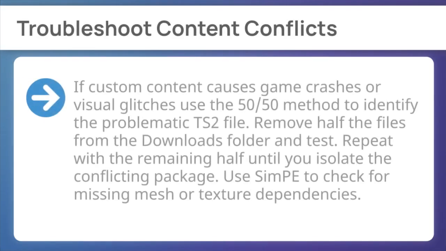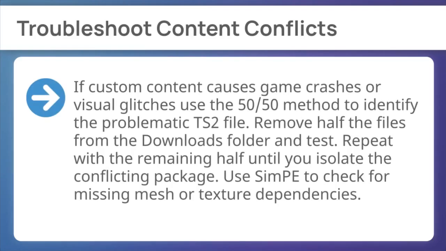Finally, troubleshoot content conflicts. If custom content causes game crashes or visual glitches, use the 50-50 method to identify the problematic TS2 file. Remove half the files from the Downloads folder and test. Repeat with the remaining half until you isolate the conflicting package. Use SimPE to check for missing mesh or texture dependencies.